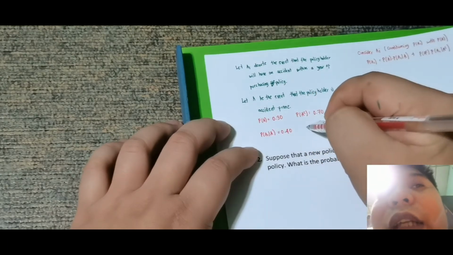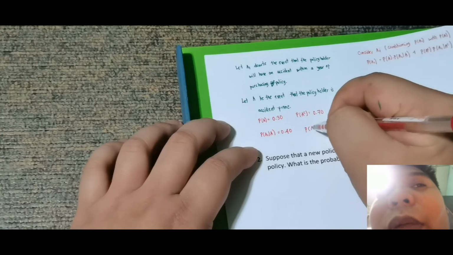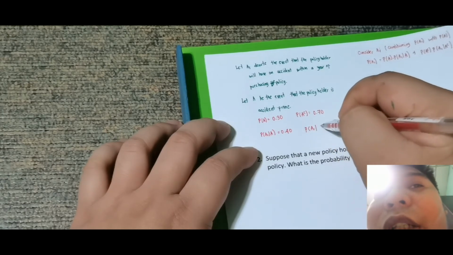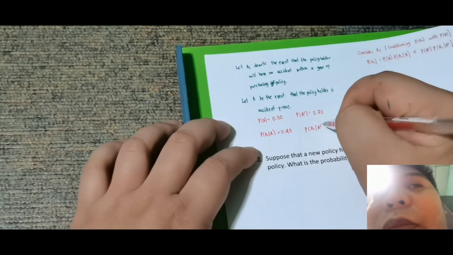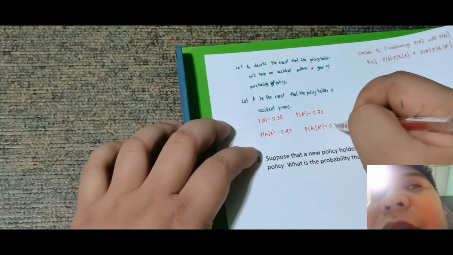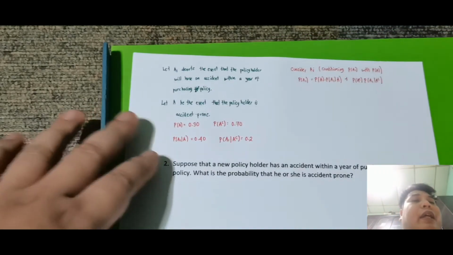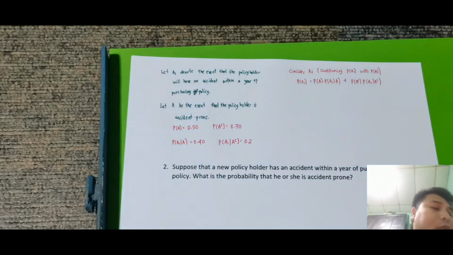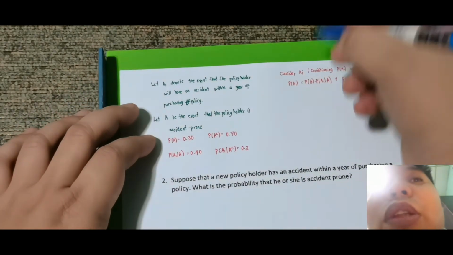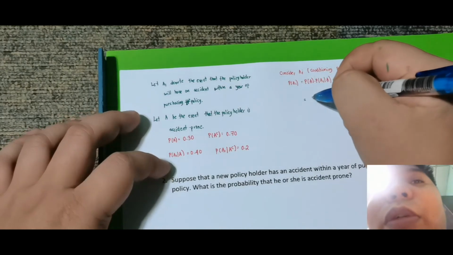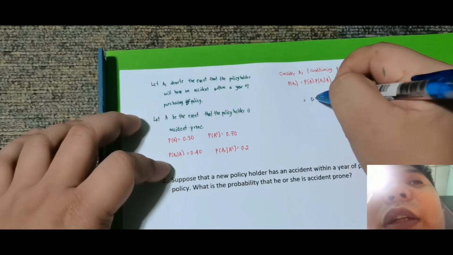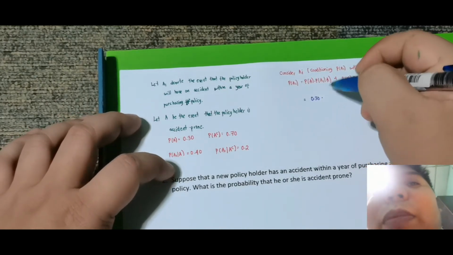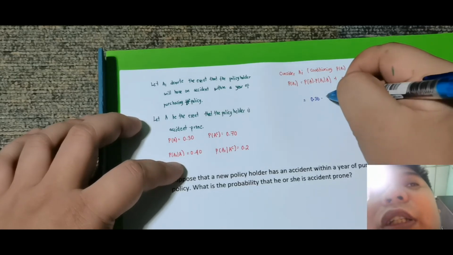Okay, next is, the company says that magkakaroon ka ng aksidente within 1 year given that ikaw ay hindi accident prone, that is 0.2 kasi magdi-decrease. Okay, so now, therefore, ready na tayong isolve si probability of A sub 1. Now, input lang natin yung mga values na yan. This is just probability of A is 0.3 multiplied by probability of A sub 1 given that A has occurred, 0.4.